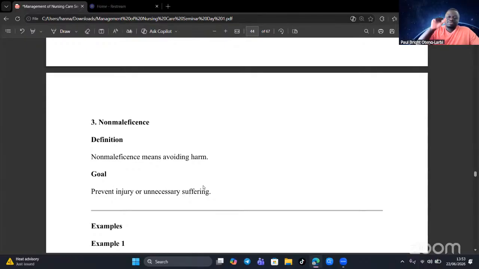Yes, you did beneficence, but at the same time, you did malfeasance. You did malfeasance. So you were coming to give me what? Pain meds, but you did not check my allergy status and you gave it and I reacted. So you have done what? Bad to me.